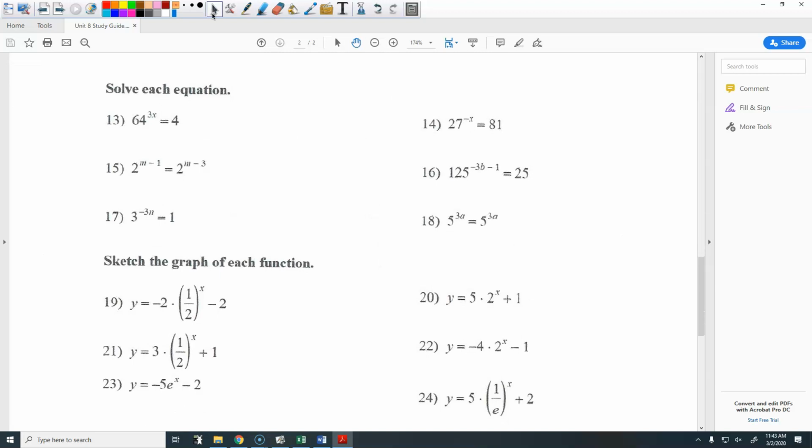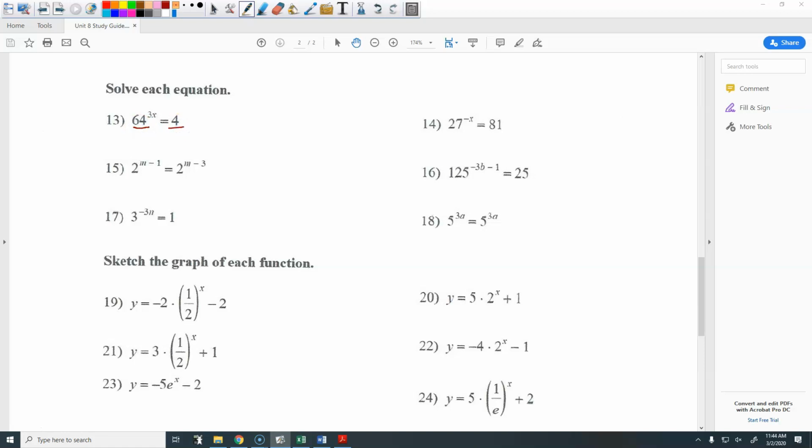Okay, now we're going to talk about solving some equations here. So for number 13 through 18, the goal here is you want to get the bases to match. And once you get the bases to match, you're going to go ahead and solve for x. So here we go. So for number 13, I want 64 to match 4.